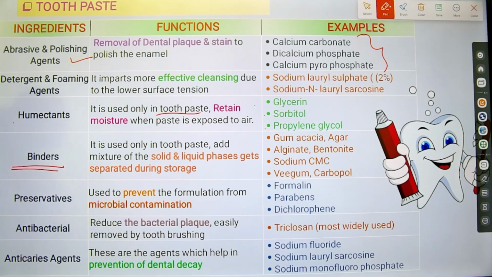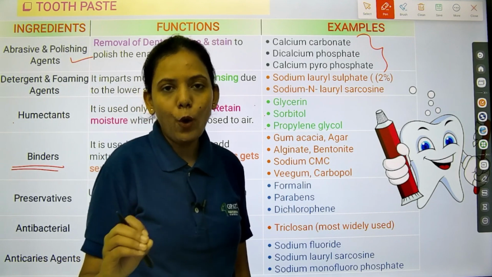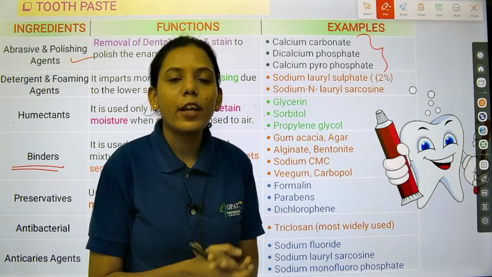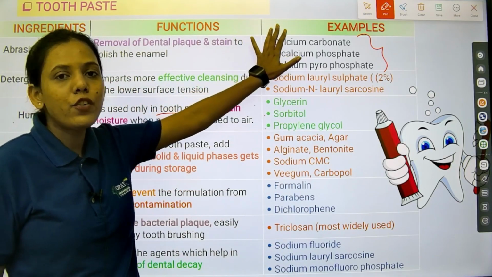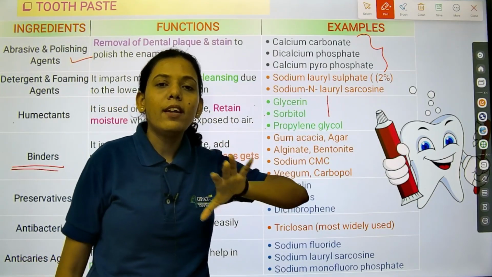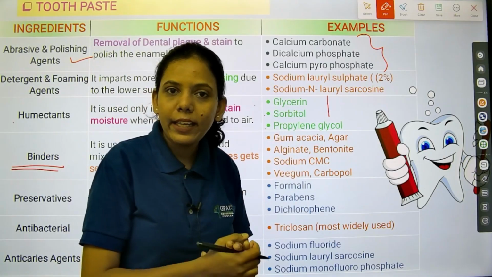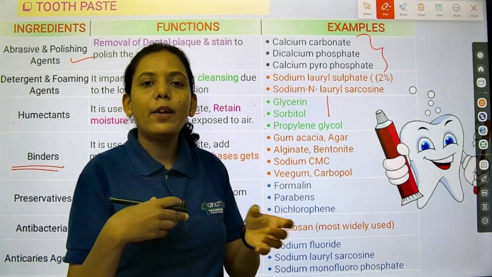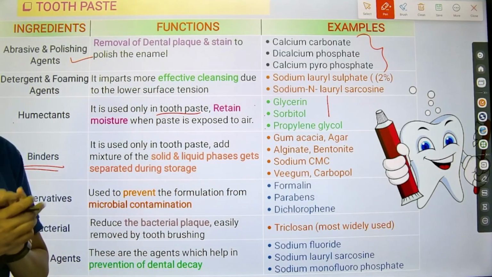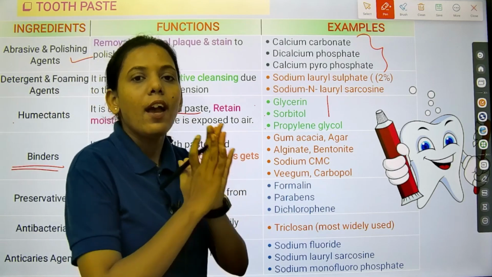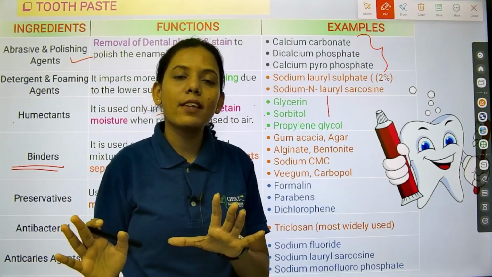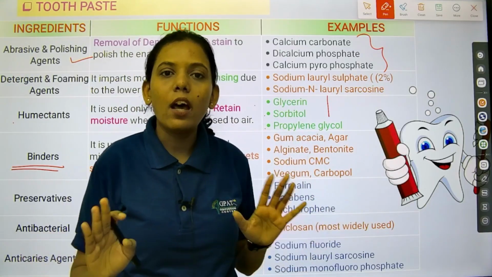Next are binders. Now again, binders are added only in case of toothpaste, not in tooth powders. The reason is binders are required because see, you have certain kind of solid ingredients plus you have this liquid ingredients. So when they are mixed together, there has to be certain kind of binding agent which will make sure that the solid and liquid will not separate. So for that reason you will add the binding agent. Now in case of tooth powders, liquid ingredients are not present, only solid ingredients are present. So in that case binders are not required.